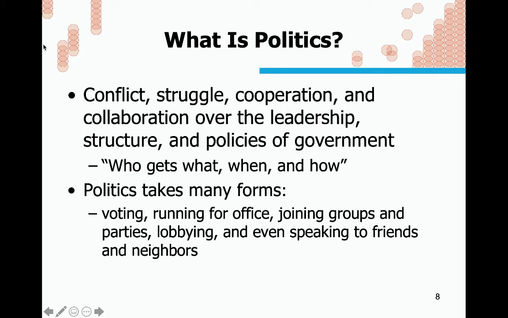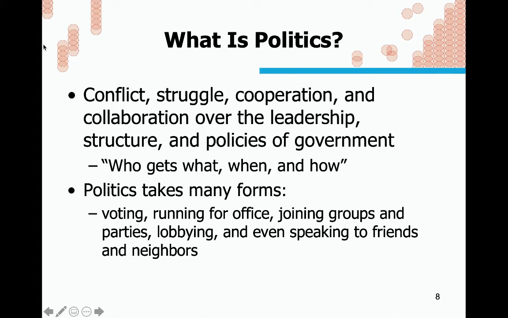So shifting gears from government to politics, let's think briefly about what we mean by politics. Well, politics at its heart can be viewed as a conflict, struggle, cooperation, or collaboration over leadership, structure, and policies of government. The classic definition that everybody learns in a basic political science class is we're talking about who gets what, when, and how, right? And politics can take many forms. To determine the who gets what, when, and how, by voting, running for office, joining groups and parties, lobbying.